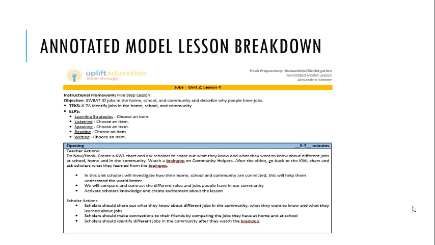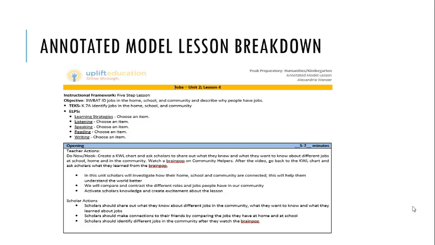Okay, so now I'm going to go over the breakdown of my annotated model lesson and how I would teach this. For the opening, I'm going to make a KWL chart for community helpers. The K is what I know, the W is what I want to know, the L is what I've learned. I will first ask scholars what they know and what they want to know about community helpers.